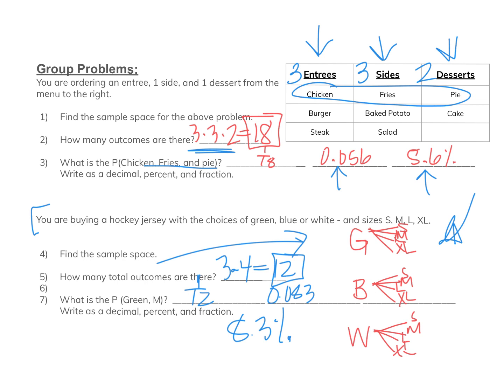What is the probability, or how many total outcomes are there? There's 3 colors, 4 sizes, so 3 times 4 is 12. And then the probability of green medium would be 1/12, 0.083, and then 8.3%.